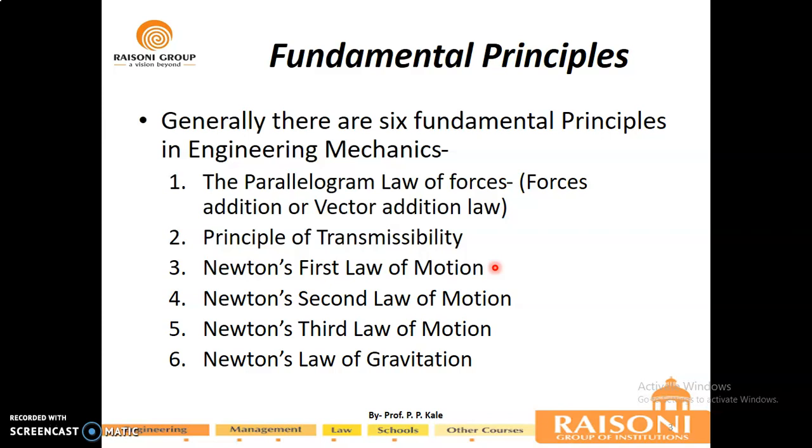Then fundamental principles. Okay, so there are 6 fundamental principles in the entire engineering mechanics. So the first one is the law of parallelogram or vector addition or forces addition law. Second one is the principle of transmissibility. Third one is Newton's first law of motion. Fourth one is Newton's second law of motion. Fifth one is Newton's third law of motion. And sixth one is Newton's law of gravitation. Now we will see one by one how these fundamental principles are derived and how we can use them during the entire course.